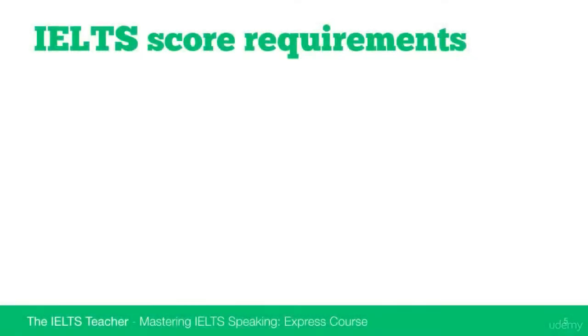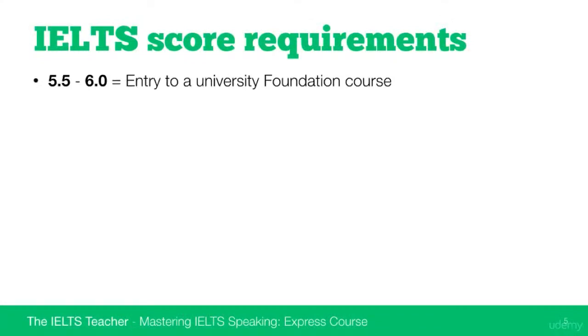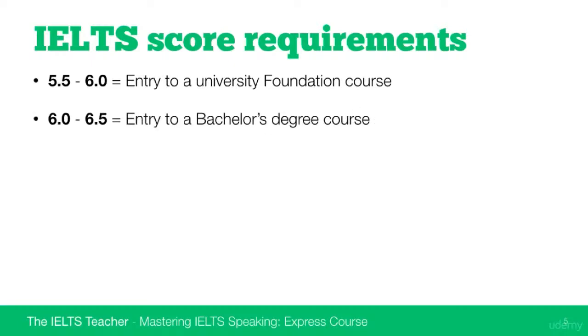Finally, if we think about the score requirements for IELTS, if you want to get into university and do a foundation course, you generally need around about a 5.5 to 6. In order to gain access to a bachelor's degree course, you're looking for more of a band 6 to 6.5. It'll be a 6.5 to a 7 for entry to a master's degree course.